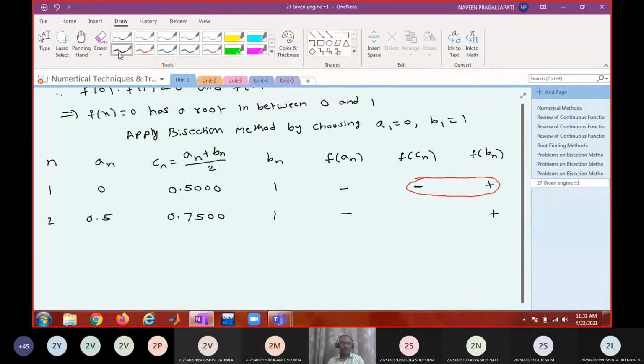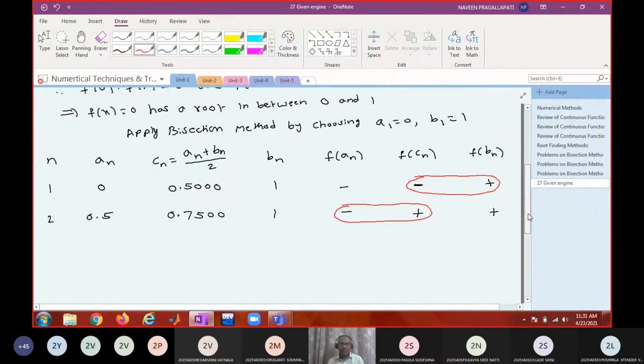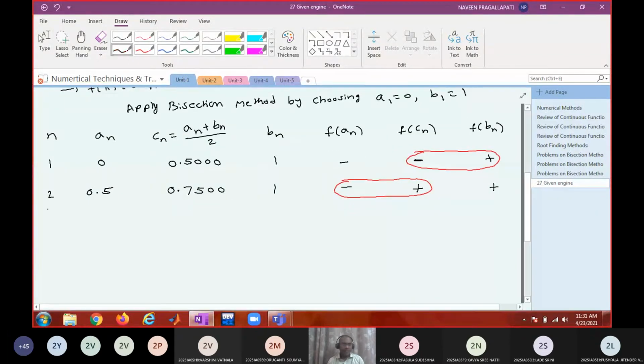Positive. Is it positive? Yes, sir. So when it is positive, I need to select the left half interval, that is a2, c2. That means a2 is 0.5 and c2 is 0.75. Copy the signs, negative, positive. What is the midpoint? 0.6250.